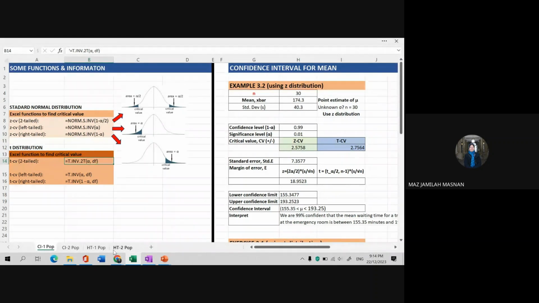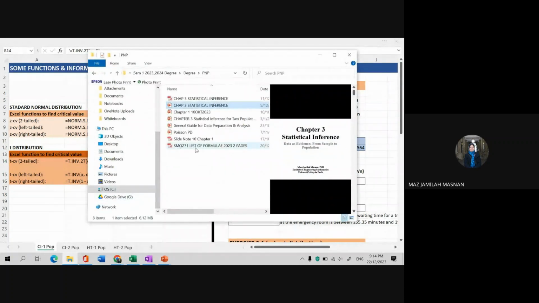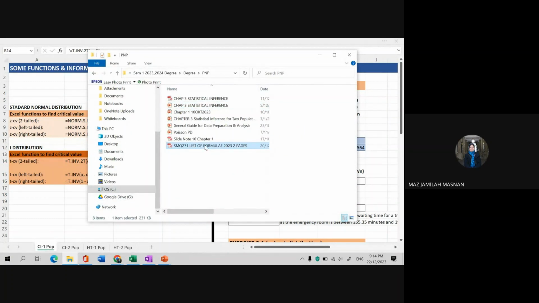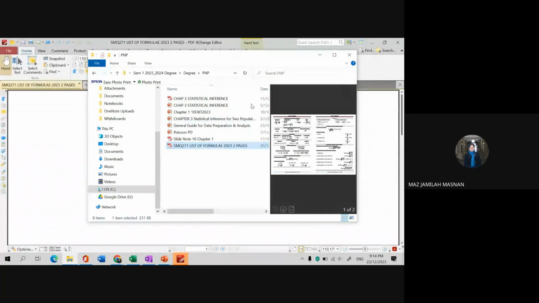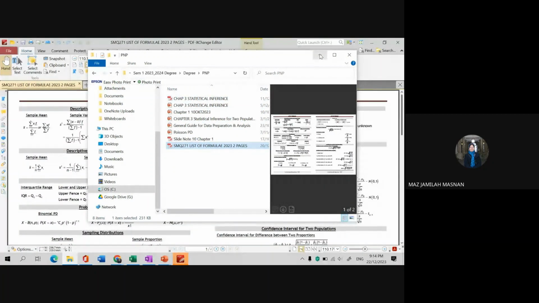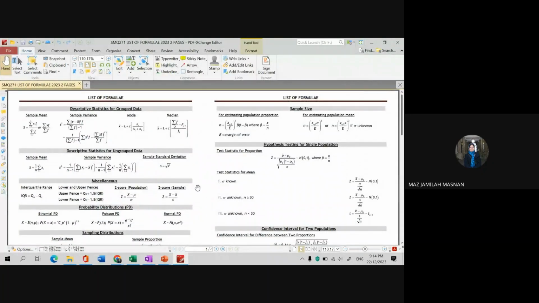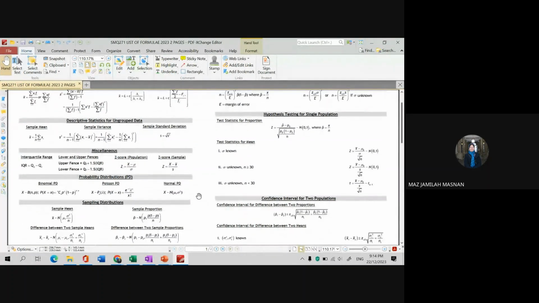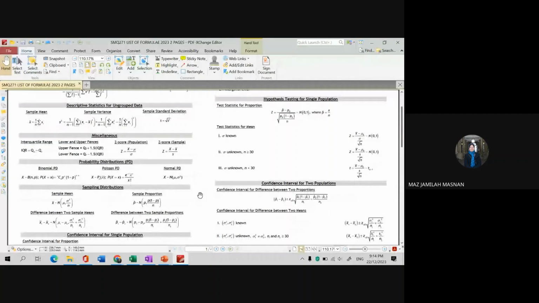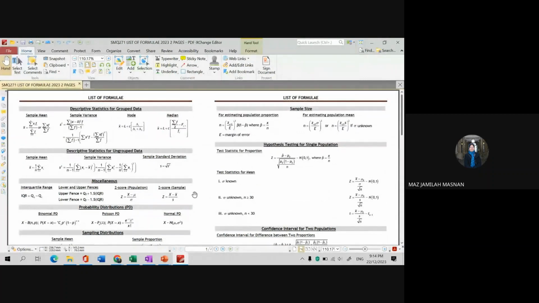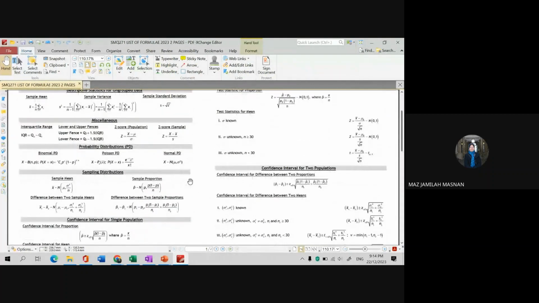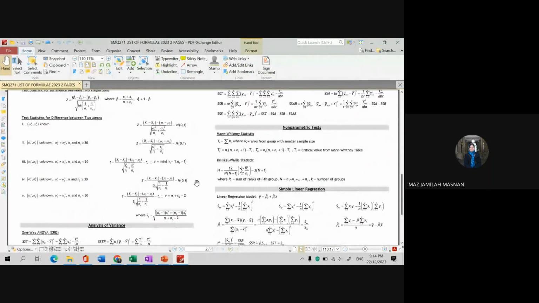And as I mentioned earlier, I forgot to share one more, which is this one, the formula sheet. Please print out your own formula sheet. This will be a very helpful formula sheet to guide you in understanding the problem given, and you can use this during your assessment. You can bring that formula sheet with you during the assessment.